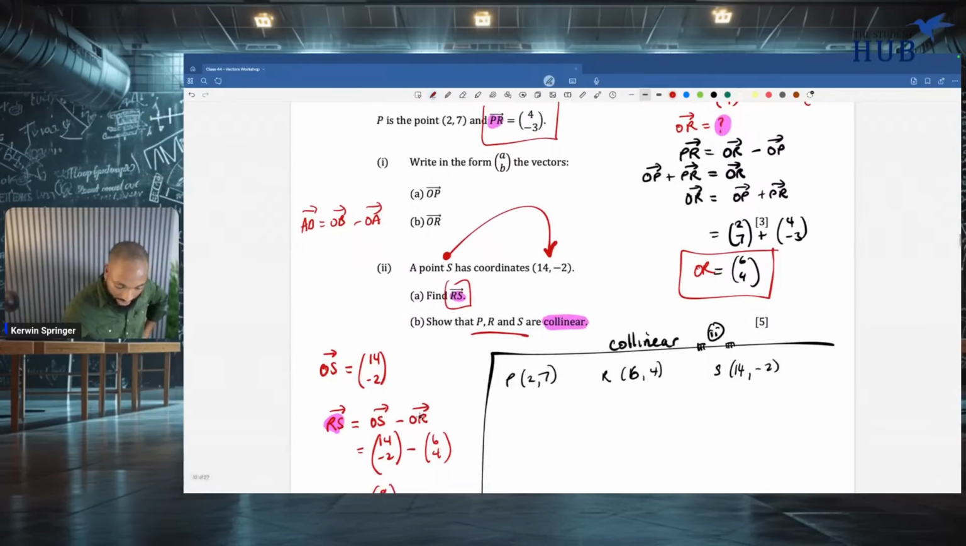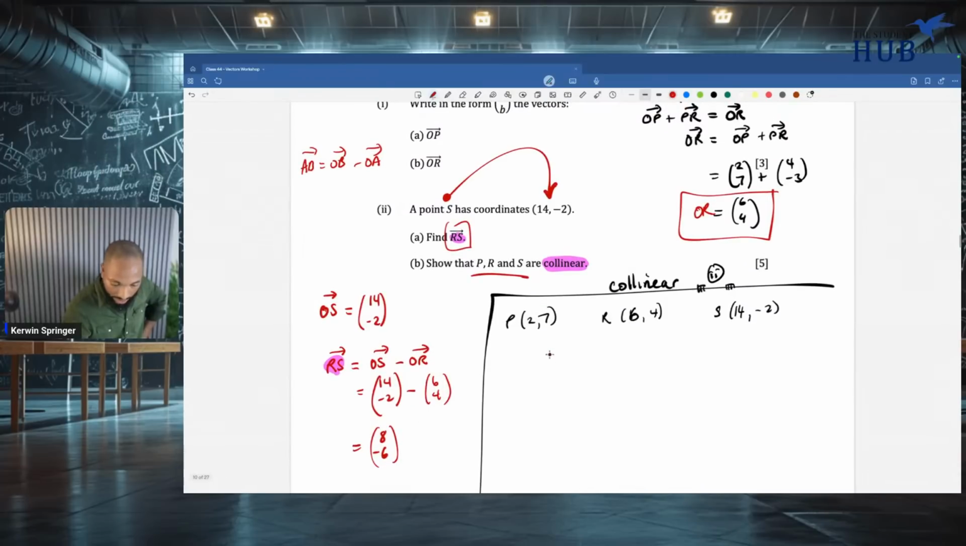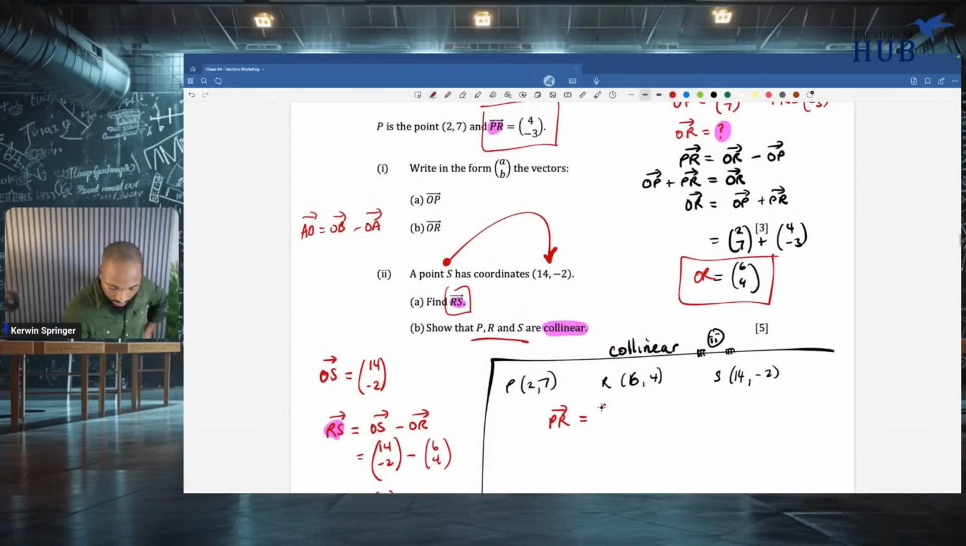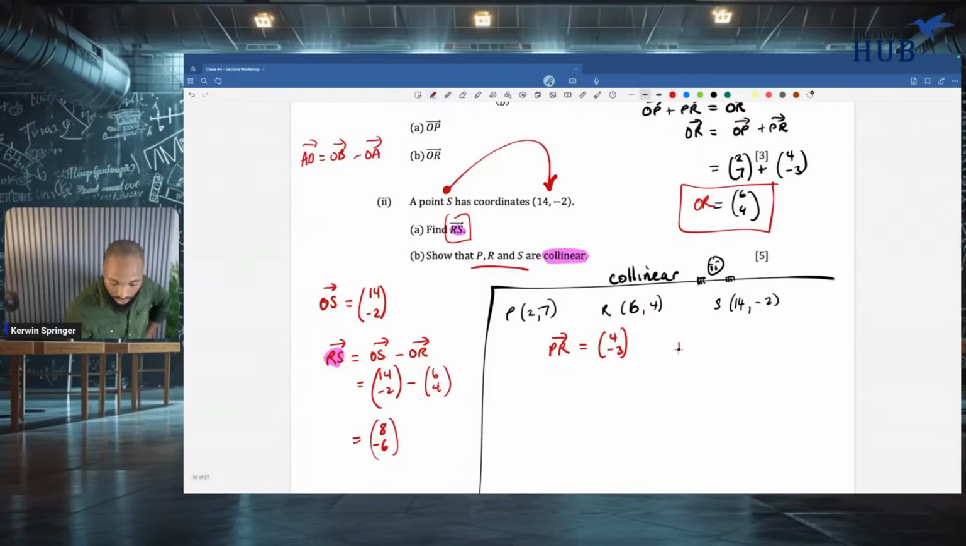This is RS here. Let's write it. PR is 4, negative 3. Now, it's very easy what you have to do, but I'm showing you it from a nice first principle. So I'm showing all the graph and everything. RS is 8, negative 6. You can already see some ideas happening here, class. Watch this. 4, negative 3, 8, negative 6. Maybe you've seen something already.